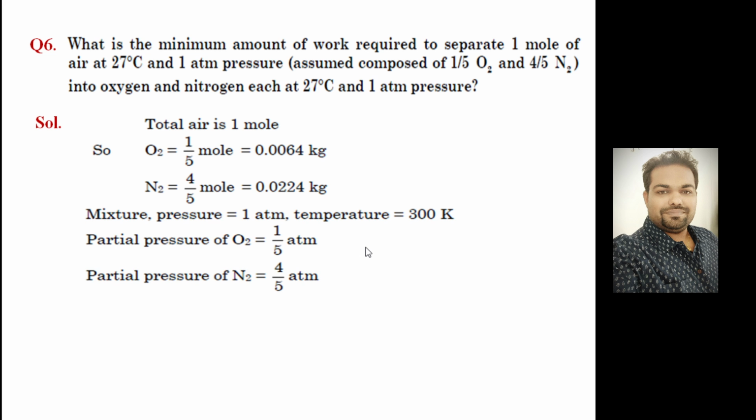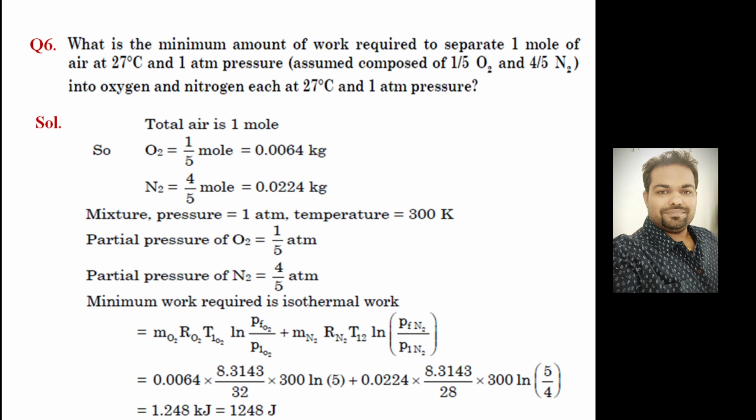Now proceed. The mixture pressure is 1 atmosphere and the temperature is 300 Kelvin, which is clearly mentioned here. So the partial pressure of O2 is 1 by 5th of an atmosphere, and the partial pressure of N2 will be 4 by 5th of 1 atmosphere. Now, the minimum work required is separately the work required for oxygen and for nitrogen. So we can say: mass of oxygen, characteristic gas constant of oxygen, temperature, ln of final pressure of oxygen by initial pressure.